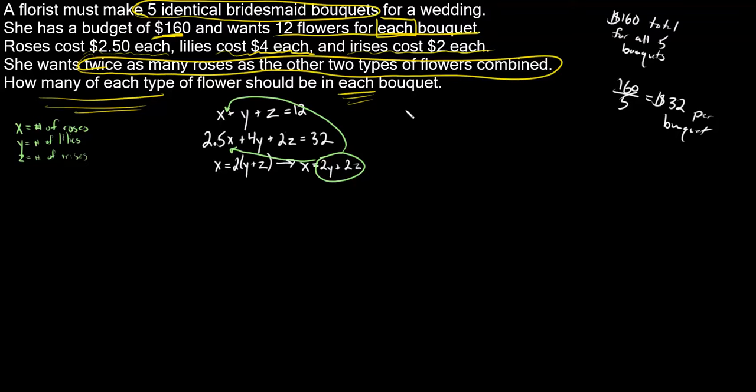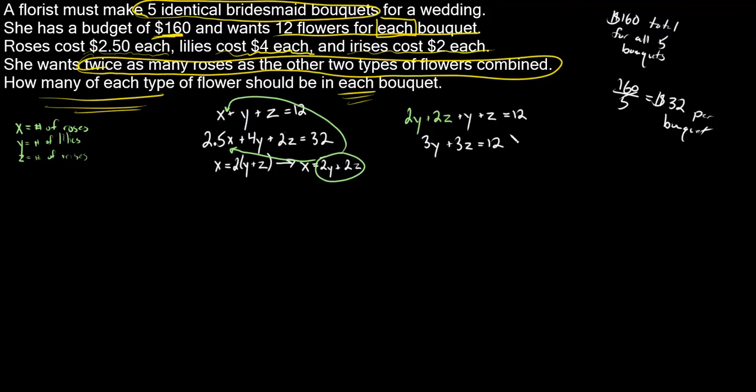So when I do that, x is now 2y plus 2z, and I'm substituting it in right here. So 2y plus 2z, plus y plus z is equal to 12, so that gets me a new equation of 3y plus 3z is equal to 12.